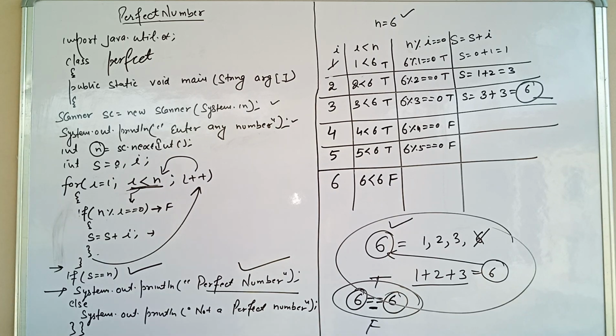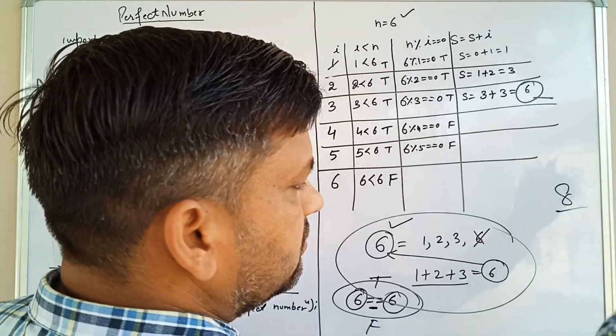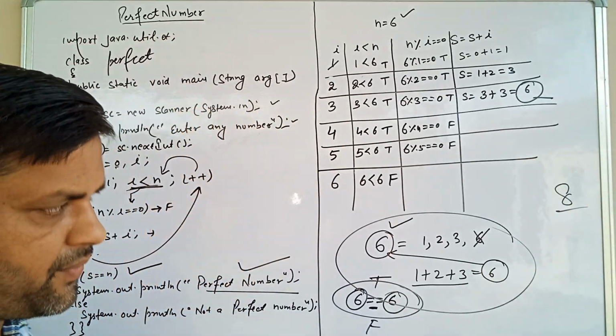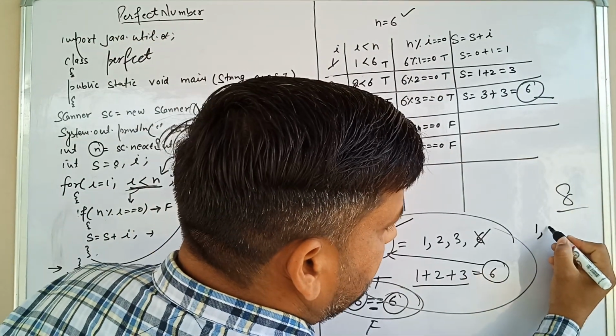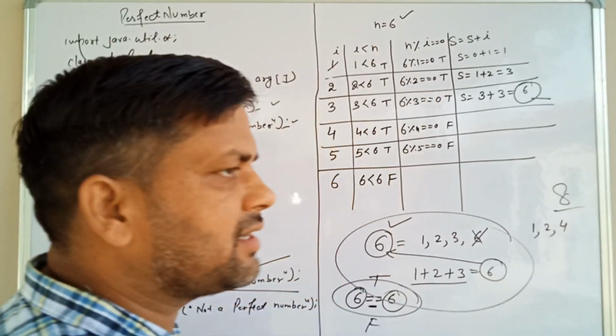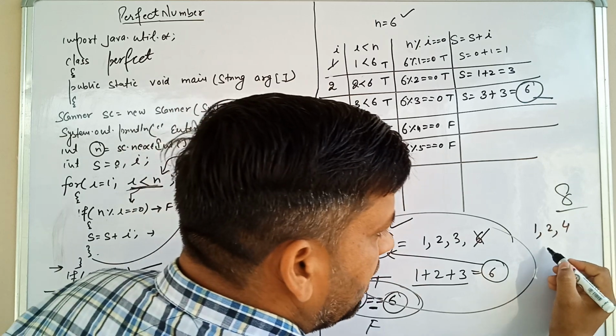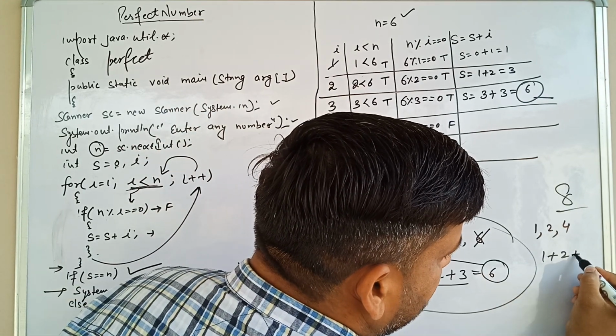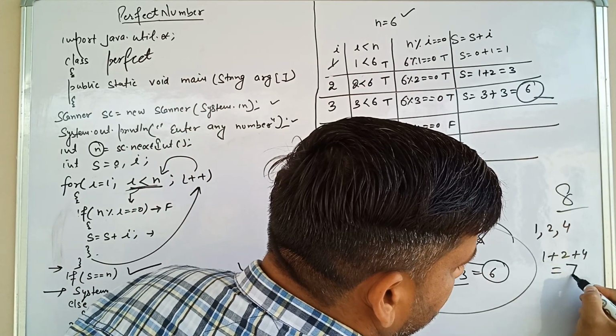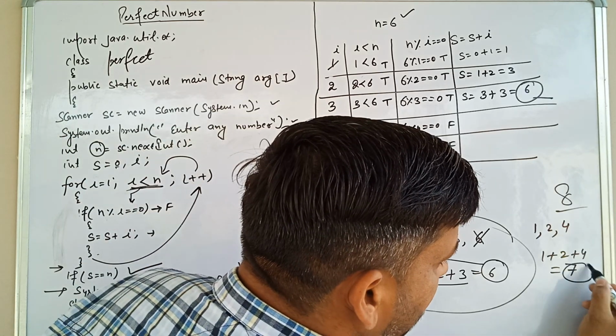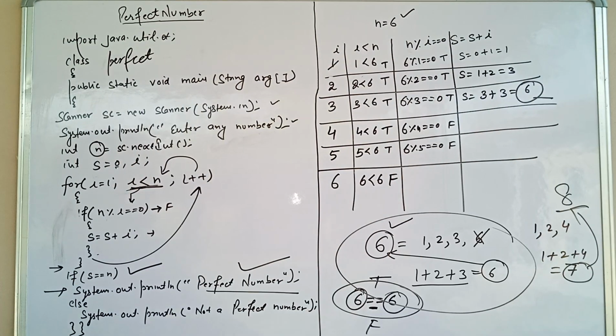So for example, I will enter any other number, 8. What are the factors of 8? 1 is a factor, 2 is a factor, 4 is also a factor of 8. We will not include 8. So the addition of all these factors will be 7. Now 7 is not equal to 8. So we can say that 8 is not a perfect number.